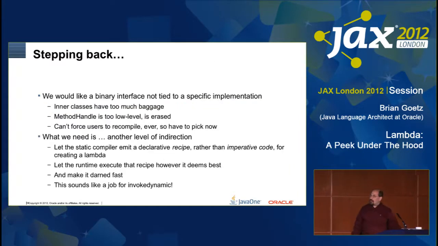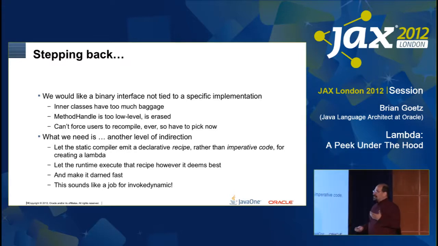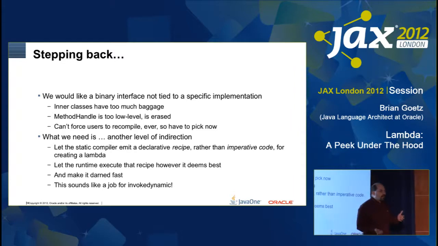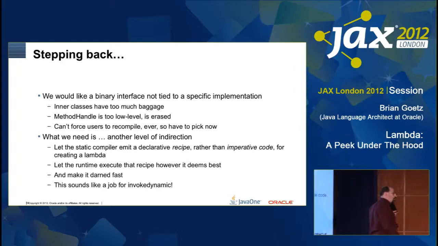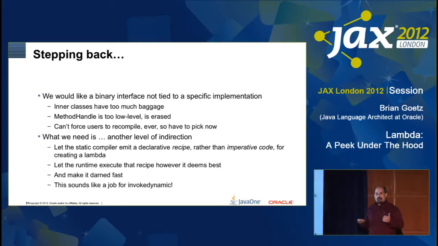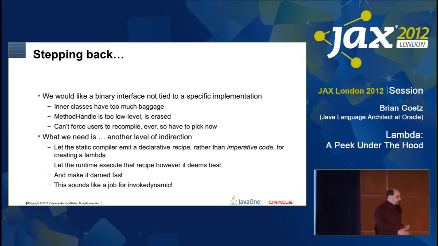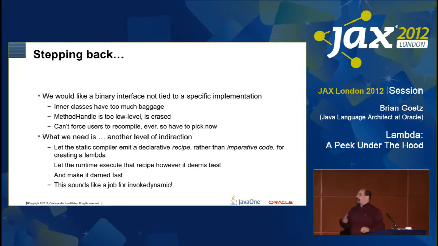Okay, so let's take a step back. We tried two different approaches, both of which seemed obvious, both of which had pros and cons, and we rejected both of them partially on the basis that we wouldn't ever get to change our minds. We had to pick something now and be happy with it forever. So we rejected inner classes because they have baggage. We rejected method handles because they were too low level. And we're not willing to force our users to recompile.